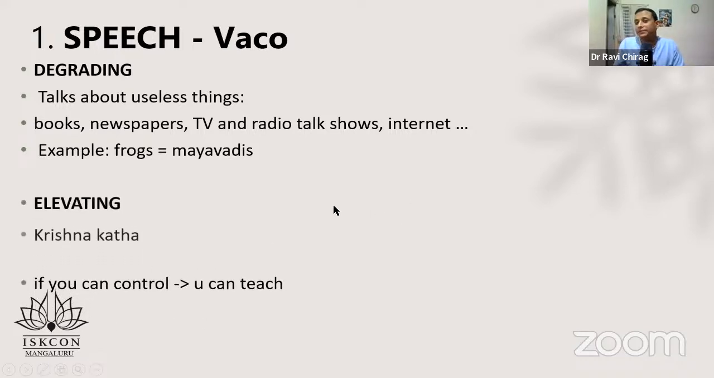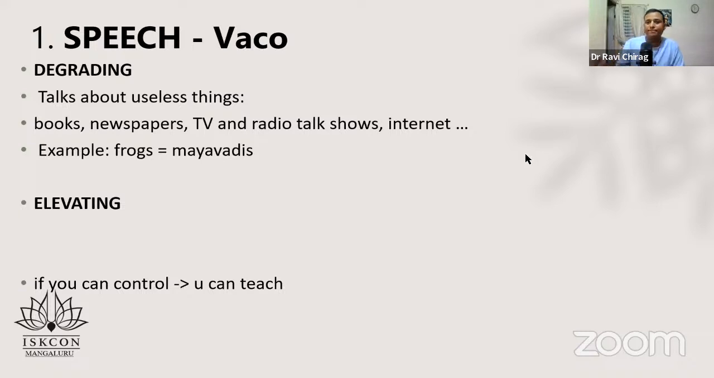So how can speech be elevating? Can you tell me what things? We can speak anything we want. We can say good things, or we can speak abuses. That also we can do. So we have free choice. It can be degrading, it can be elevating. What do you think can be elevating for our spiritual advancement, or what should we do with our speech?